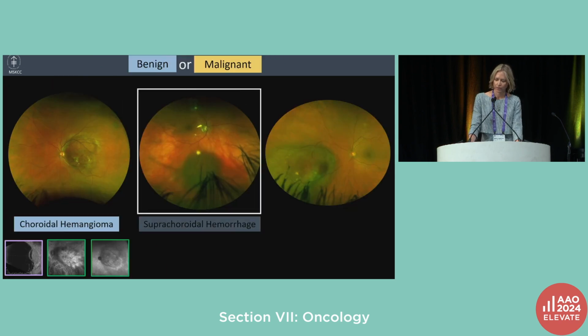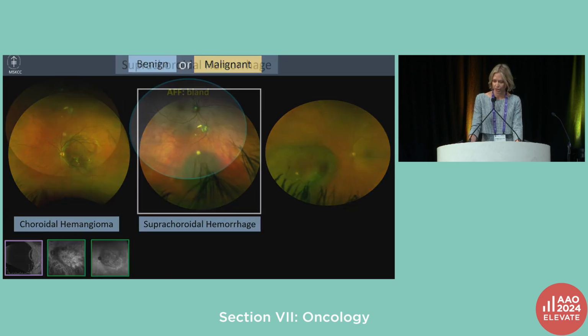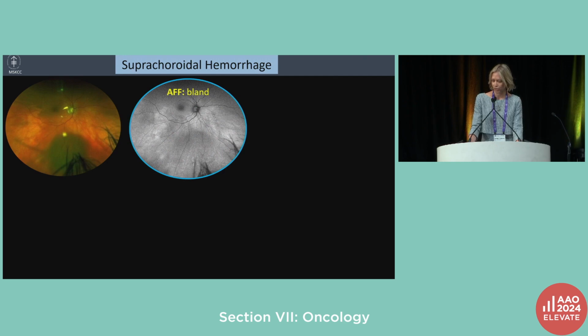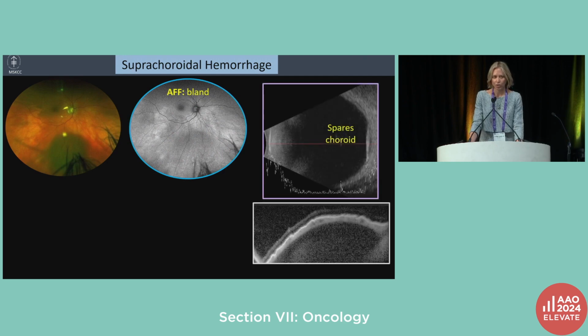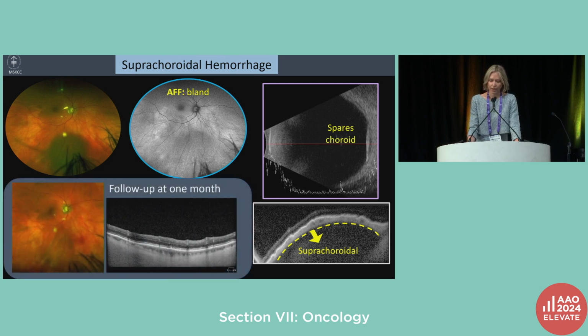This middle one is a suprachoroidal hemorrhage. It's bland on the autofluorescence. It spares the choroid on ultrasound. Important here is the wide field OCT, which shows an intact choroid, and then this low reflective material sandwiched between the choroid and the sclera. And if you wait a month, it will dissipate over time.